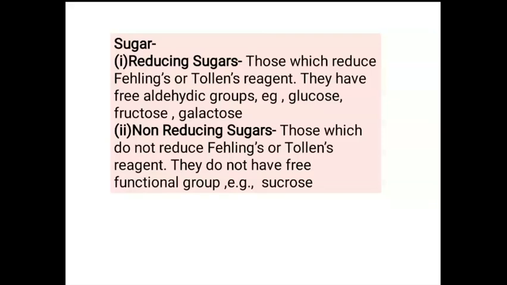Number 2 is non-reducing sugar. Means these sugars will not be able to reduce Tollens' reagent or Fehling's solution. For example, sucrose is a non-reducing sugar.